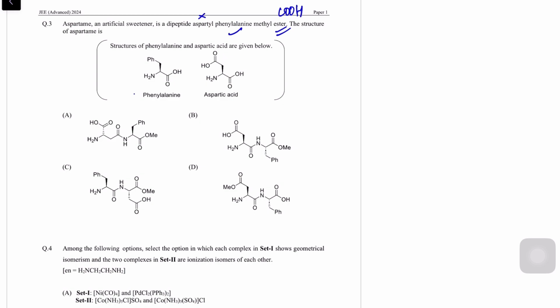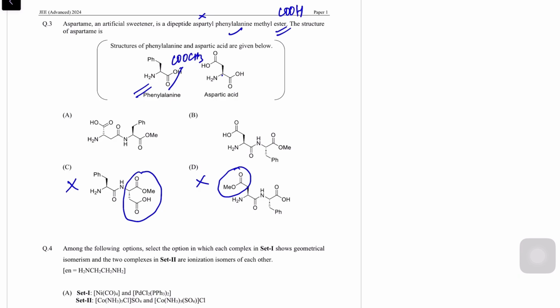So phenylalanine, they have given the structure. So phenylalanine will change to COOCH3 as it is a methyl ester, right? Now you can see in option C, they have formed the ester with aspartic acid, right? You can see here the 2 carboxylic acids in aspartic acid. That rules out option C as the correct answer. And also option D. In option D, again, they have formed the ester with the aspartic acid, right? So option C and D are ruled out.